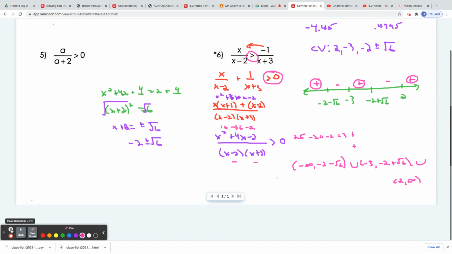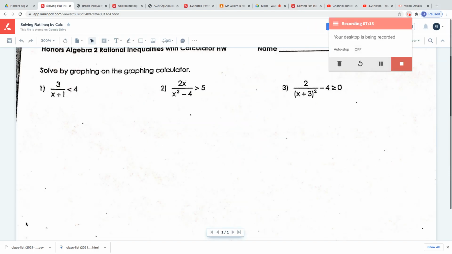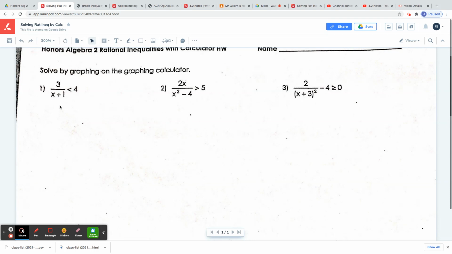All right. So what we're going to do today is solve these using a calculator. So same type of problems, but now we're just going to use a calc. All right. So we have 3 over x plus 1 less than 4.